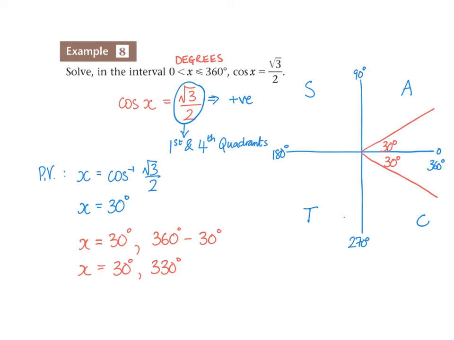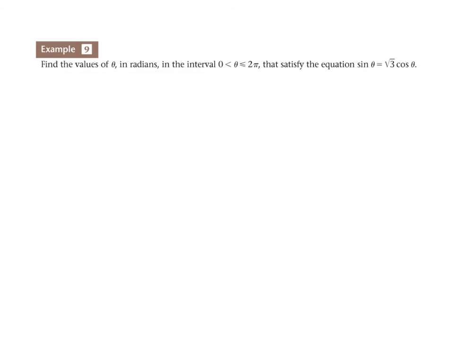Now we've been working in degrees, we want to be able to work in radians as well. Look at the next one. We've got to find the values of theta in radians. Now if it doesn't state in radians, you can see from the interval here that indicates that we are actually working in radians. So we've got to satisfy this equation. Sine theta is equal to root 3 cos theta.